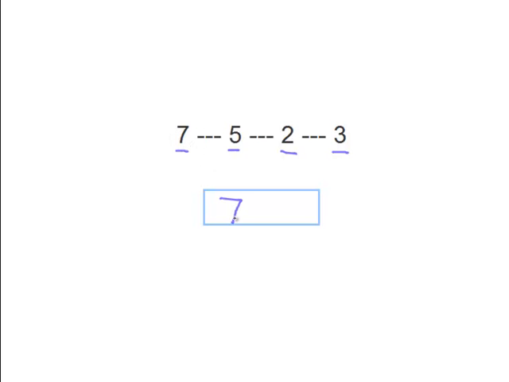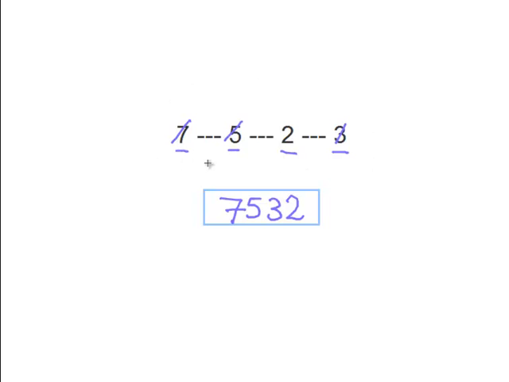So let's make the biggest number possible. So 7, let's cross that off. Now what would be the next biggest number? Right, it would be 5. Okay, now what's bigger, 2 or 3? Right, 3. Okay, and lastly, we have the 2 as the smallest. So the biggest number we could possibly make was 7,532.